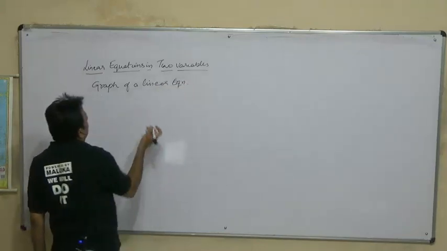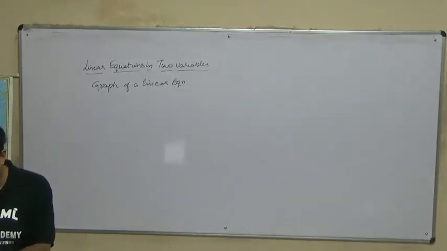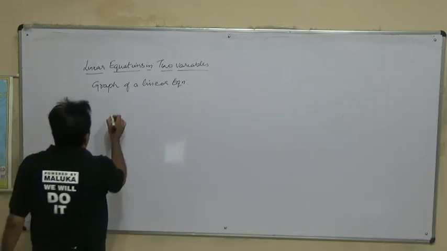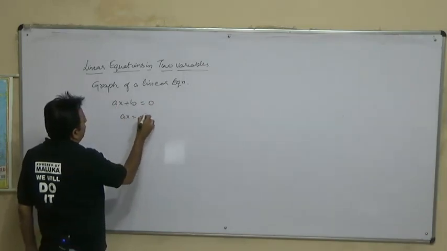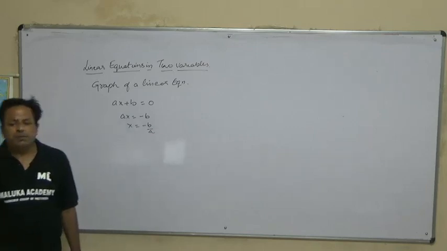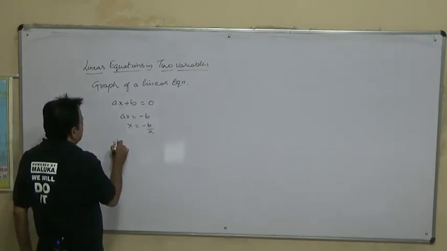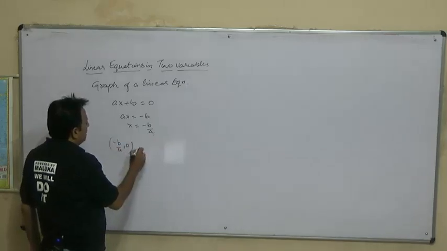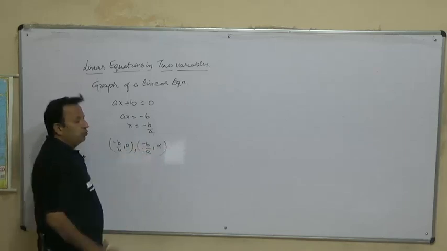As we study, there are two types: linear equation in one variable and linear equation in two variables. First we write the linear equation in one variable. For example, ax plus b is equal to 0. So ax will be equal to minus b, x will be equal to minus b upon a. On the graph paper we will plot x is equal to minus b upon a, whatever the value of y may be. For example, one point is (minus b upon a, 0), second is (minus b upon a, alpha), and join these two points, you will get the result.